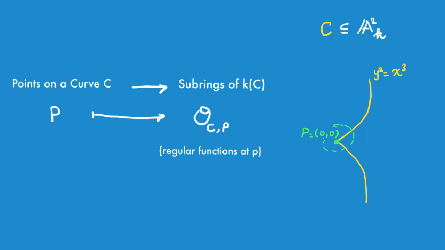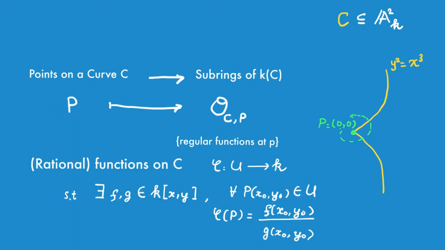To refresh our memory, let us just quickly do one example. So let us consider the affine cuspidal curve, viewed as a curve in A^2 over K. Let us compute the ring of regular functions at the origin. And let us recall quickly that in the case here of an irreducible affine plane curve, by a function on C, we mean the following.